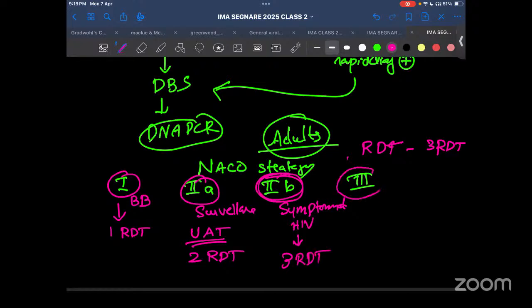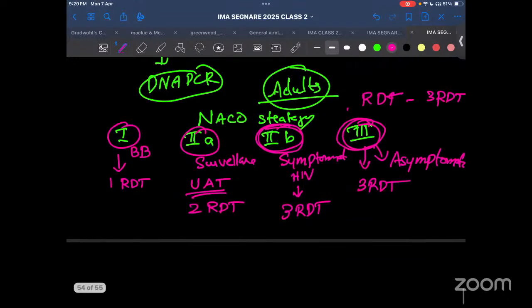And strategy 3 is for asymptomatic individuals. This is the test that we do for all other requirements. For example, a patient requires surgery. We look for viral markers: HIV, HBsAg, HCV. The HIV, we test by this method. That is strategy 3. 3 rapid diagnostic tests are used.